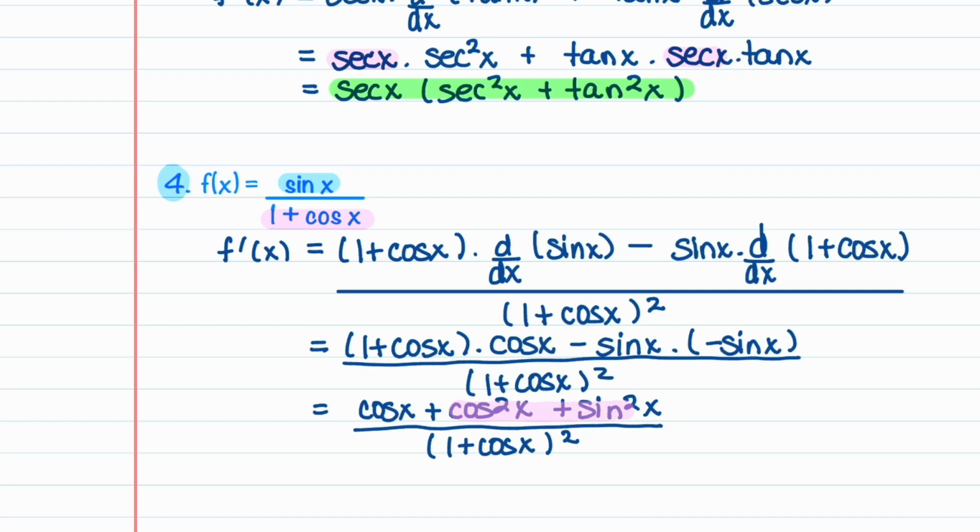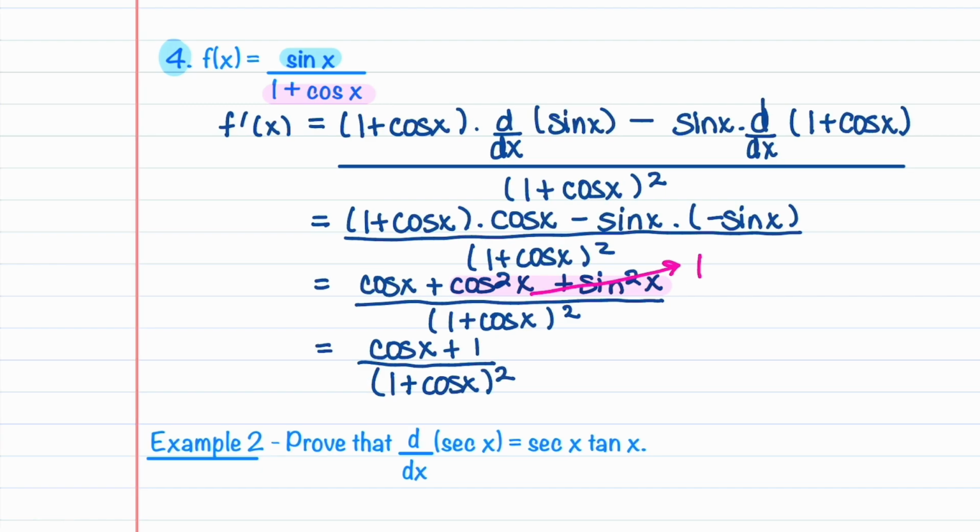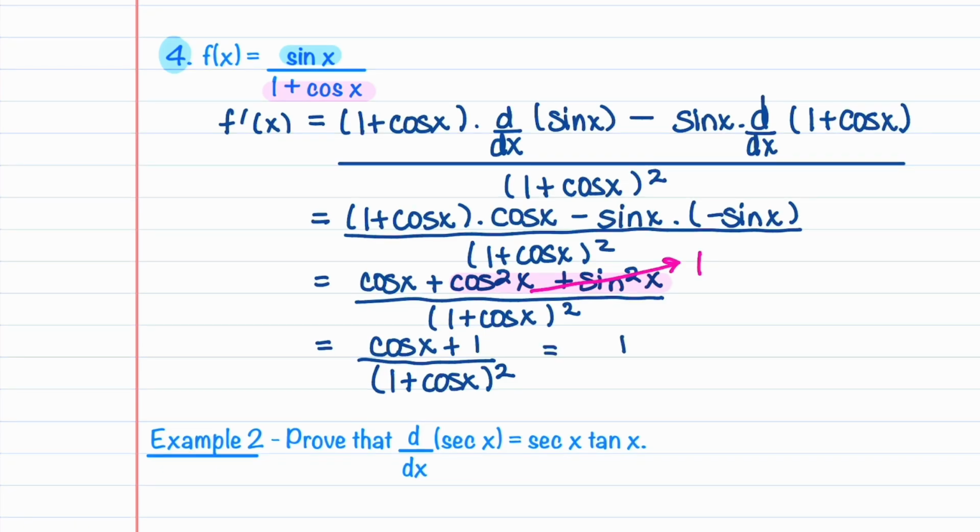Let's now look at this expression, cosine squared x plus sine squared x. That is a trigonometric identity, and that is equal to 1. So we have on top cosine x plus 1, and then we have a 1 plus cosine x quantity squared in the denominator. Those terms are the same, so one of them cancels out, and we're left with 1 all divided by 1 plus cosine x. And that's our final answer.